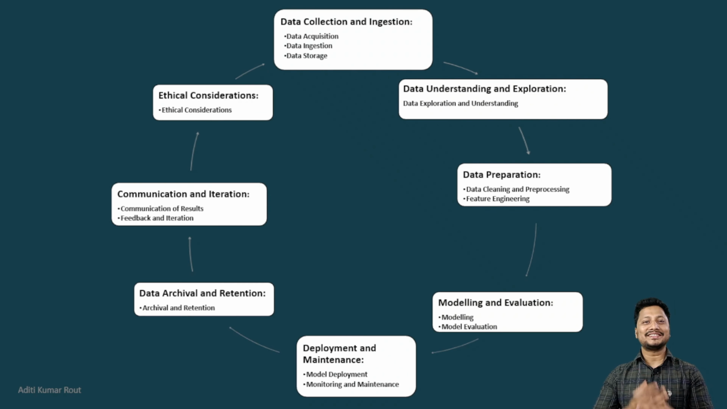So the first step is data collection and ingestion. Data collection and ingestion consist of three major stages: data acquisition, data ingestion and data storage. Data acquisition means collecting the data from the source system, which is completely in raw format. We need to ingest that in a proper way, and we need to store it in an appropriate manner so that it will be used for our further process.